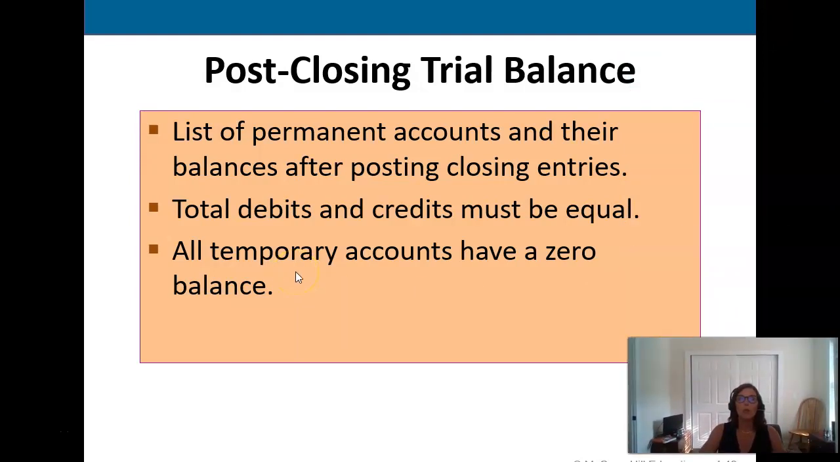And in order to just double check that we are in fact ready to start over fresh, we're going to prepare that final trial balance, that post-closing trial balance, just to ensure that the permanent accounts are still there, that we didn't accidentally screw up and close out a permanent account, that our debits and credits still equal, so that as we're going into the next accounting period, we know we're in balance going forward, so we don't start off with bad numbers, and then to confirm that the temporary accounts have a 0 balance.